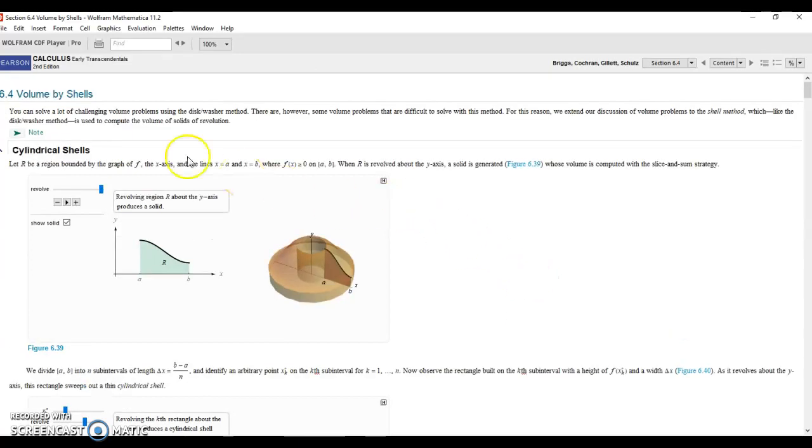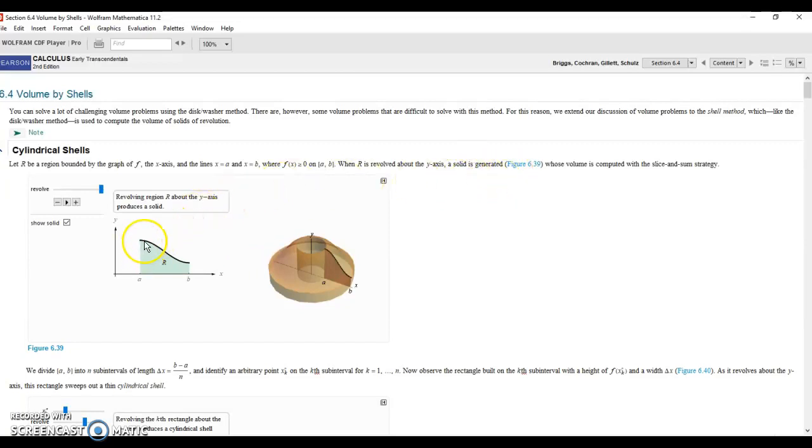Okay, we're going to look at section 6.4, volume by shells. I'm just going to briefly go over the motivation for this method and then a couple of examples. And then you have a few problems to do on MyMathLab and a little Instantake thing.